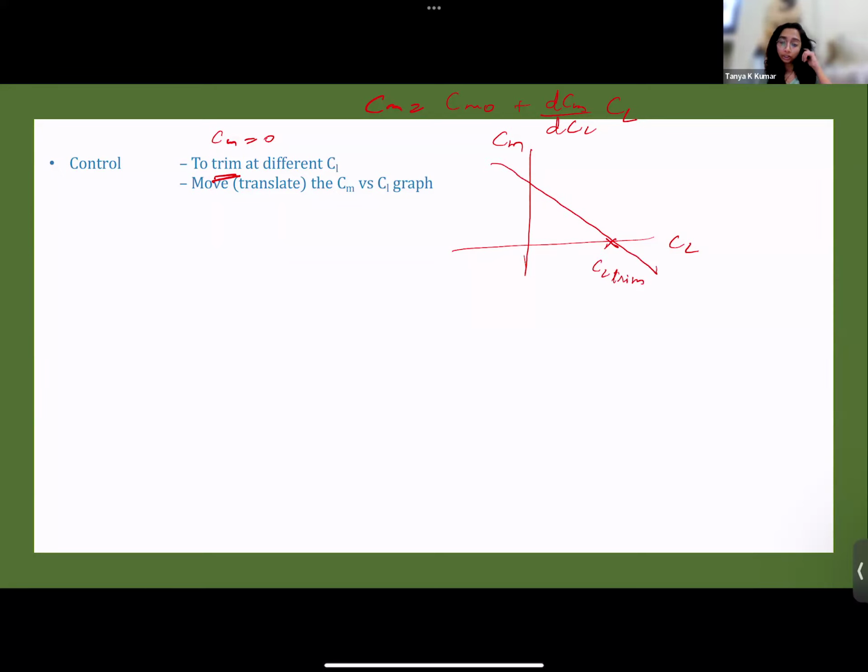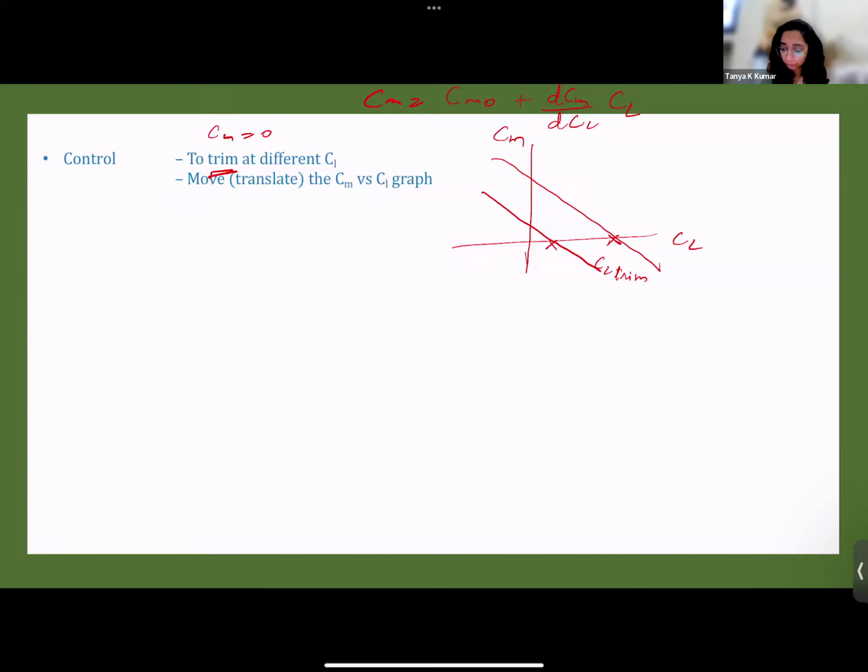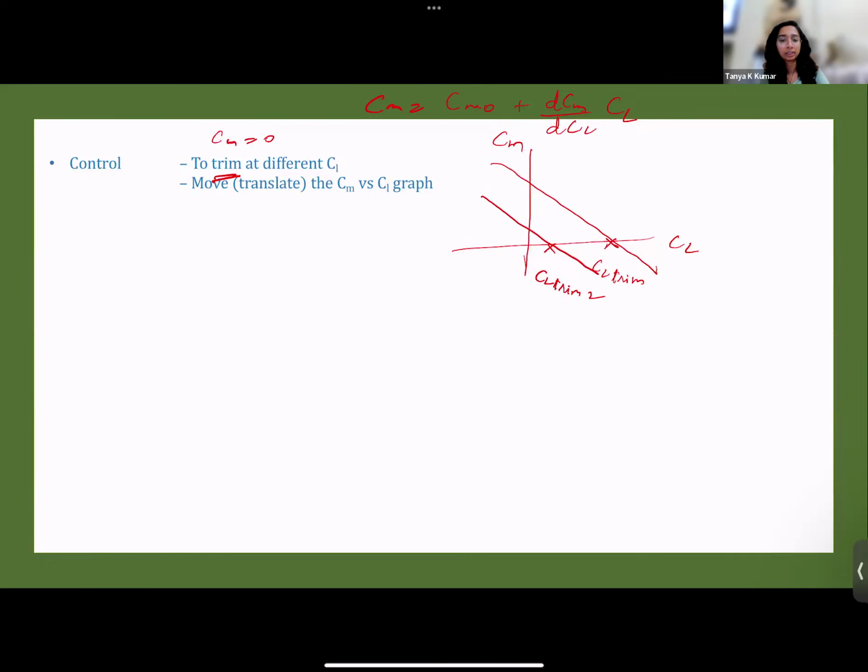So how do you change the CL trim? You translate the graph. Suppose I want to trim at a different CL, I want to trim at CL trim 2. So this is what your control surface ensures.